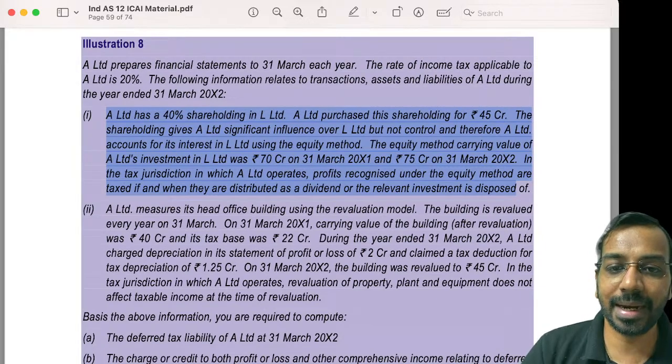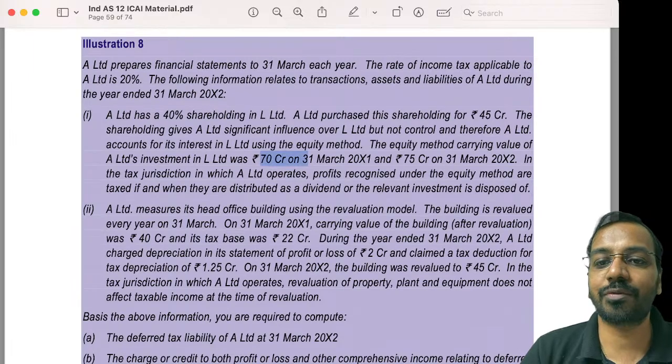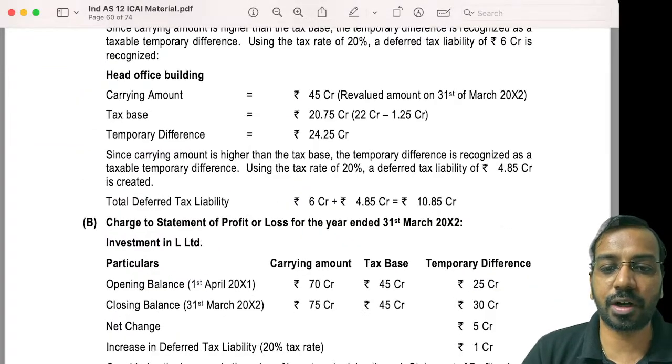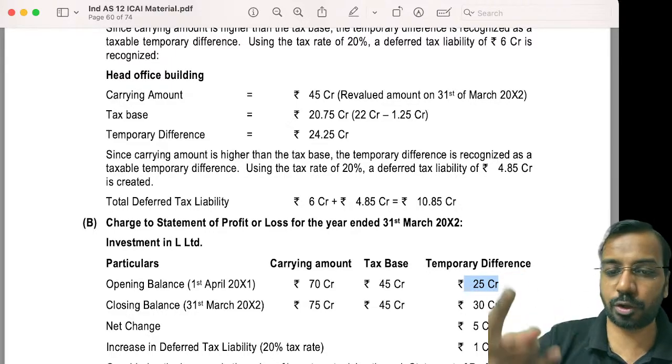So, like we did 75 minus 45, we have to do 70 minus 45. So, 70 minus 45 is how much? 70 minus 45 is 25. Similarly, for 25, there are two ways to do.